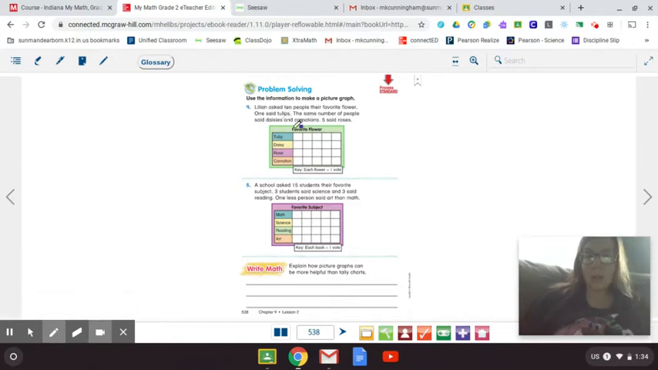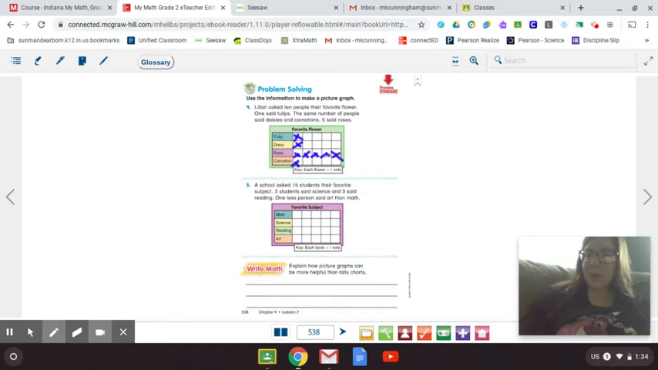So let's go back up here. It says 1 said tulips. So I'm going to put an X. Pretend like this is a picture of a pretty flower. The same number of people said daisies and carnations. Well, that tells us that 1 person said daisy and 1 person said carnations. And then it says 5 people said roses. So 1, 2, 3, 4, 5. Okay? That's it.